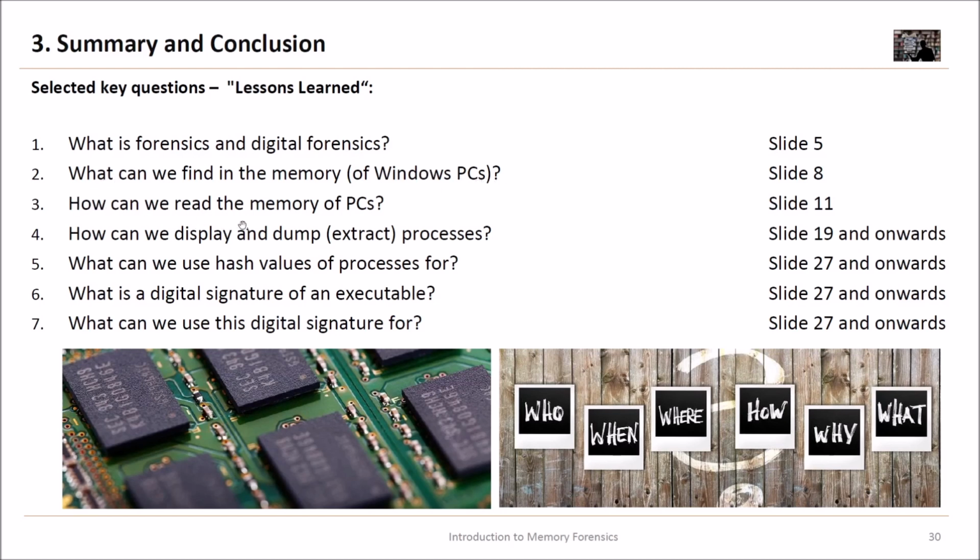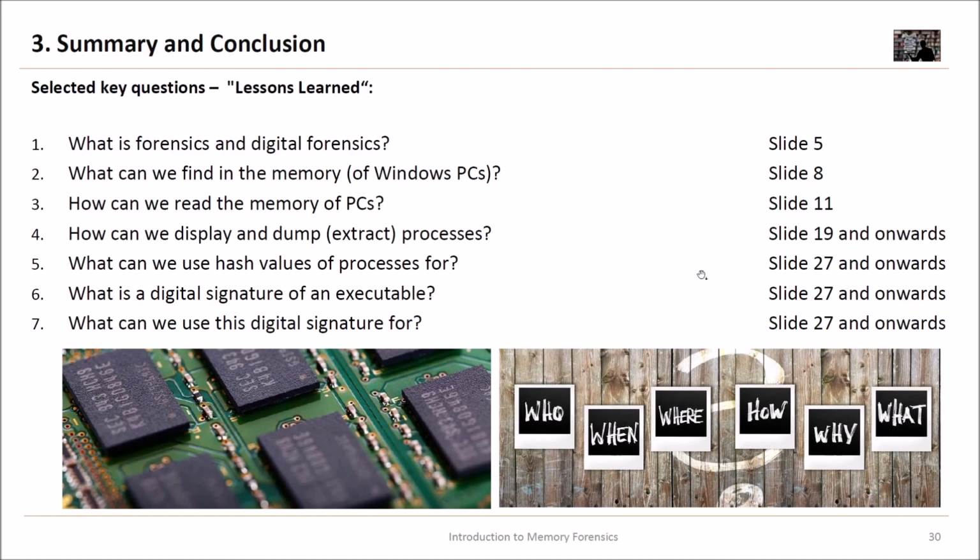How can we read the memory of PCs? Slide 11. Two different ways, software and hardware. We use the software tool Belkasoft RAM Capturer. How can we display and dump extract processes? We used Volatility for that. Have a look at slide 19 and onwards. What can we use hash values of processes or files for? We can use it to determine if malware is inside these processes.